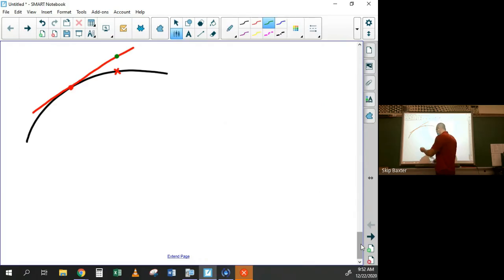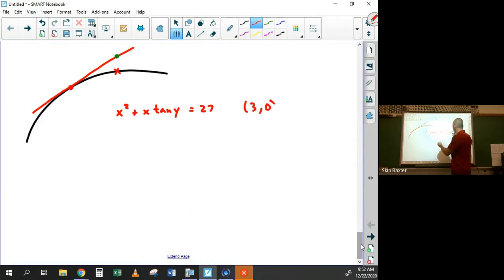So, all right, we have this curve, x squared plus x tangent y equals 27. And we know it passes through the point (3, 0). And it says, use the tangent line approximation at this point to estimate the value of y at 3.1. So you need to find a derivative in order to have a slope of the line, right? This is the point on the line, (3, 0). This is x equals 3.1.